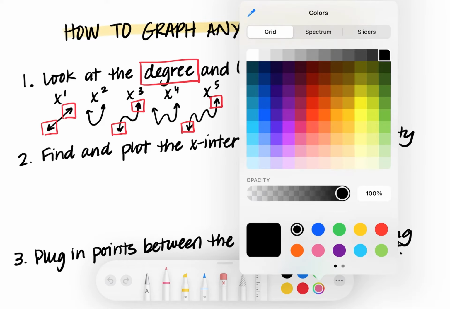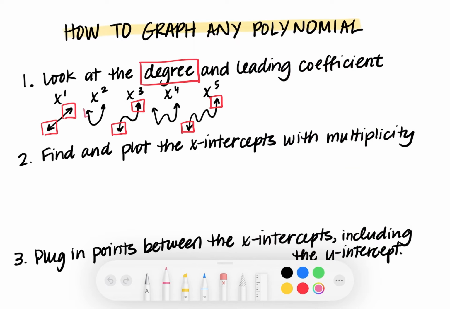If I look at my even functions, they both go in the same direction. Both sides go to positive infinity on x squared, and both sides go to positive infinity on x to the fourth. So the first thing I do is look at the degree and determine what direction it's going. But I can't just look at the degree, I also need to look at the leading coefficient. When we find that highest power, that highest degree, we want to look at the coefficient, and that could turn our graph upside down.